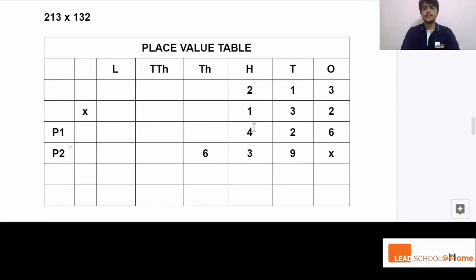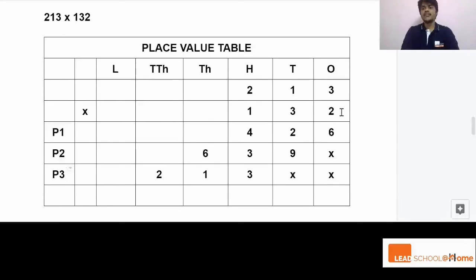Now third step is I will take the hundreds place of the second number and multiply it with my first number. Before I do that, I will put a cross in the ones place and a cross in the tens place. Now I'll do the multiplication. 1 into 3, I will get 3. Then 1 into 1, I will get 1. And then 1 into 2, I will get 2. This is my product 3.